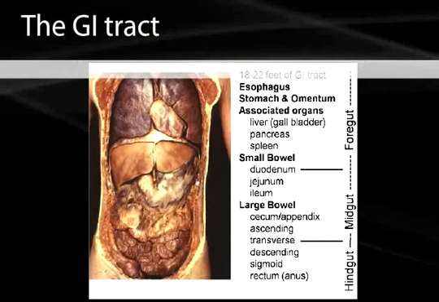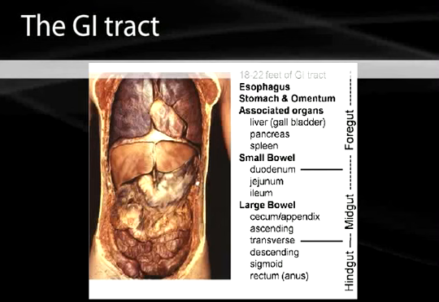The GI tract is basically a tube that's 18 to 22 feet, and it's broken down into several components: the esophagus, stomach, and the omentum. Associated organs including the liver and its gallbladder, pancreas and spleen, the small bowel, which would be the duodenum, jejunum, and ileum, and then the large bowel, cecum and appendix, ascending, transverse, descending, sigmoid colon, the rectum, and then finally the anus.